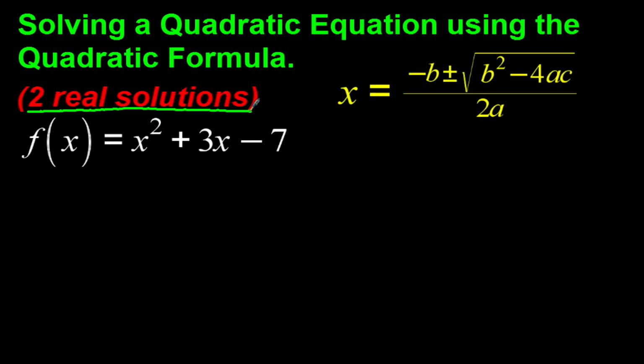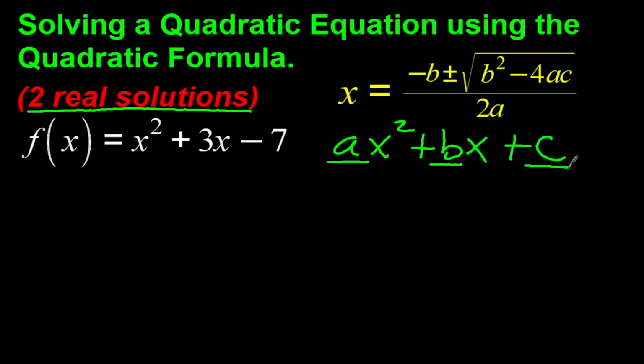So we're going to start out by remembering the standard form of a quadratic equation, which is ax squared plus bx plus c. Remember, a is our leading coefficient, b is our secondary coefficient, and c is our constant term. So the first step in solving this is we want to identify a, b, and c.